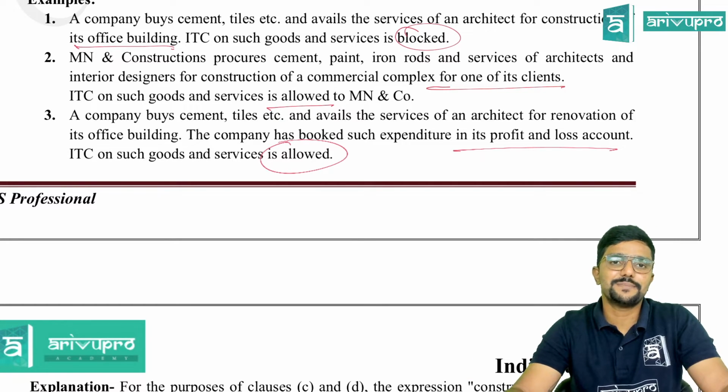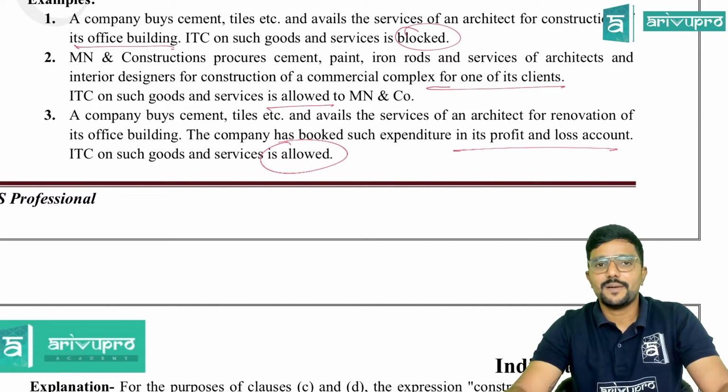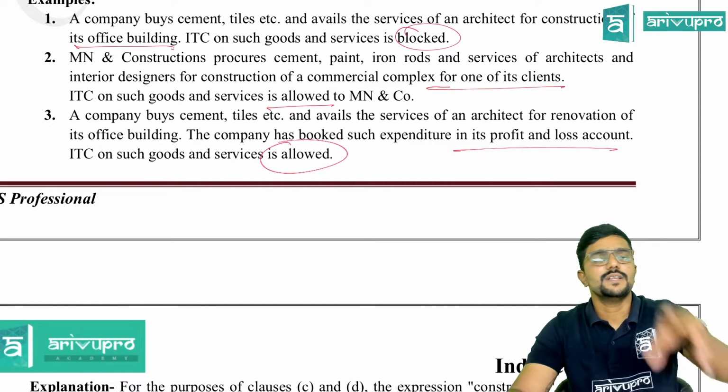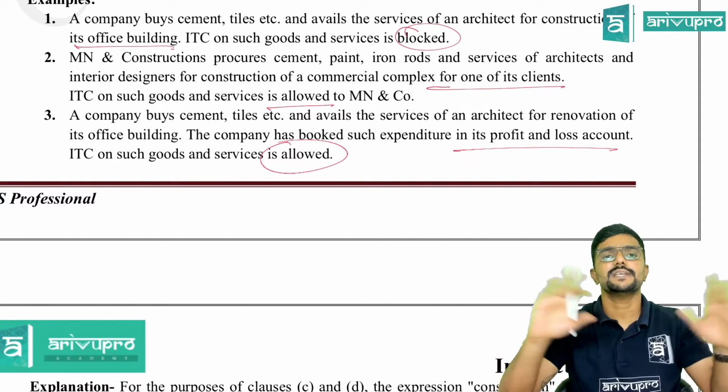Credit is allowed. Which expenditure should be treated as capital and which as revenue is purely an accounting topic. Agree, and you guys would be an expert in that, so I am not commenting on it. Here they are just trying to tell that if it is treated only as capital expenditure, credit is blocked. If it is treated as revenue expenditure, credit is available.